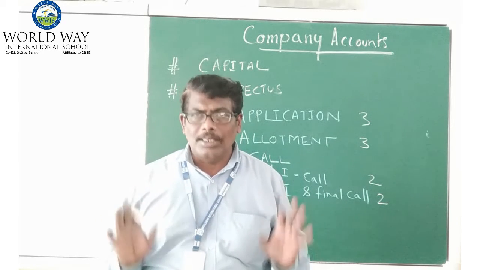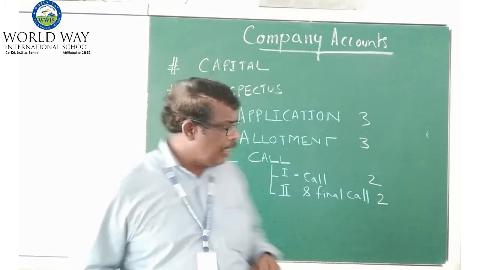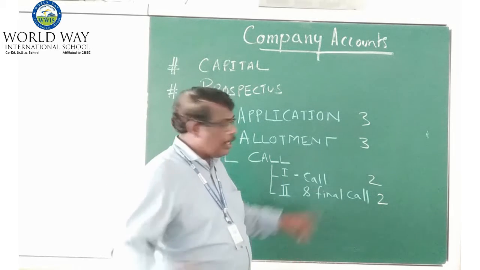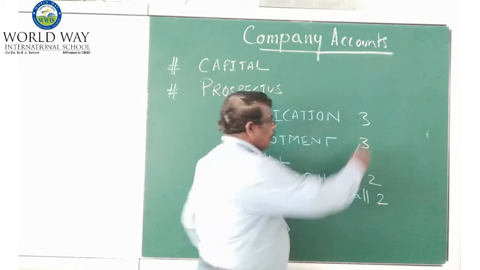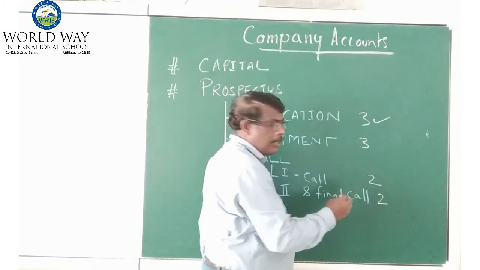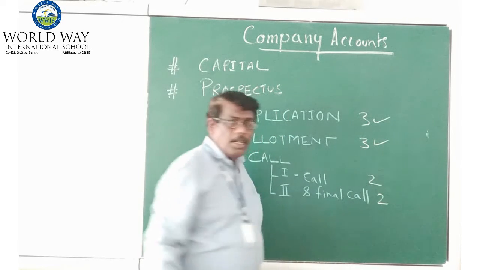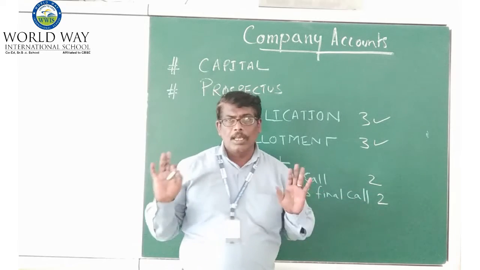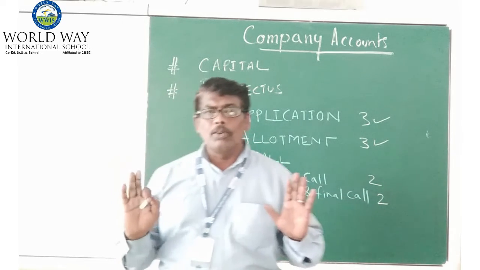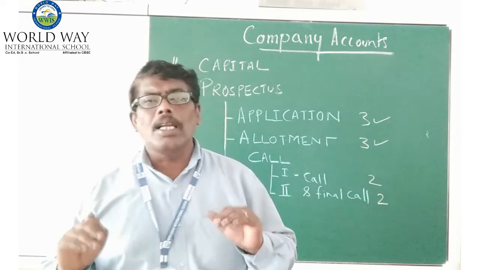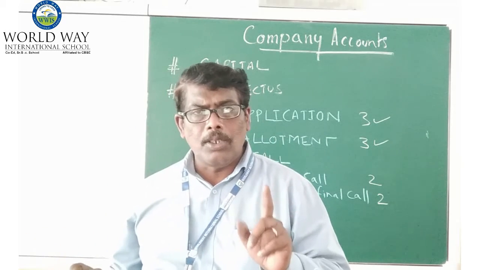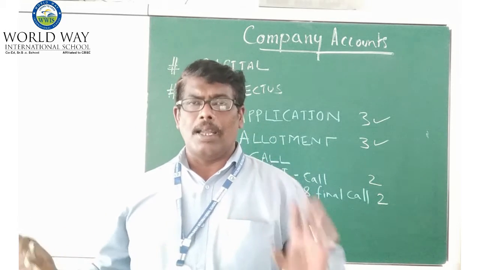I am the owner of that share. And see what happens. The cost of the total share is 10 rupees. Till date, 3 rupees I paid at the time of application, and 3 rupees I paid at the time of allotment. So a balance of 4 rupees is left. These 4 rupees I have to pay in installments. That installment is known as first call and second call.